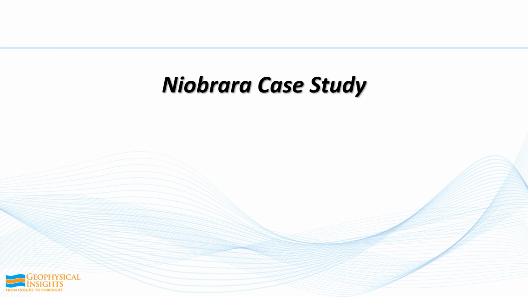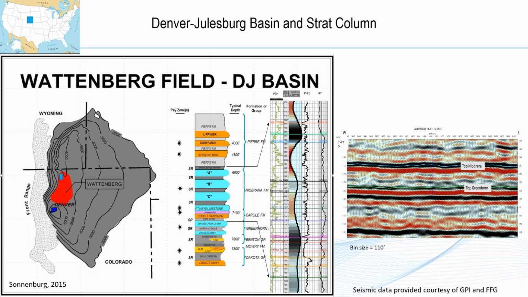Okay, let's jump right into it with the Niobrara case. This slide contains an overview of the Niobrara study that we're going to take you through. The location of the seismic survey is shown here in blue on this cartoon of the Wattenberg Field and the Denver Basin. The Denver Basin is an asymmetric foreland basin. It's about 70,000 square miles and is east of the Rocky Mountains, covering parts of Wyoming, Colorado, Kansas, and Nebraska.